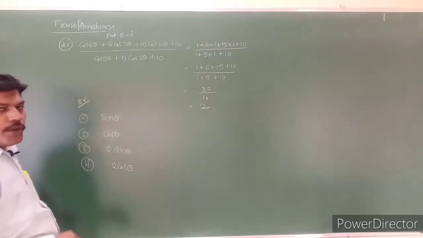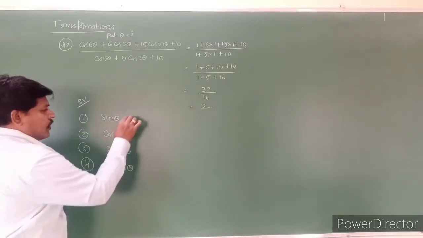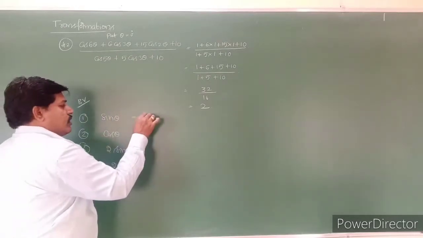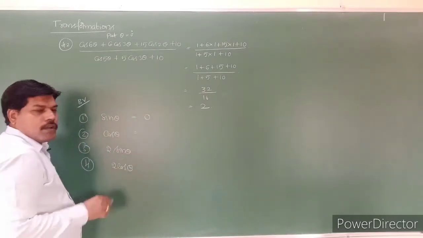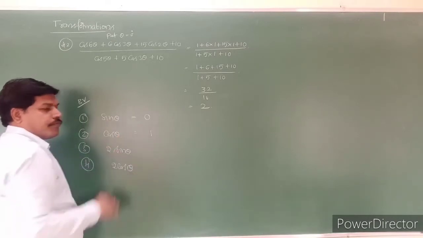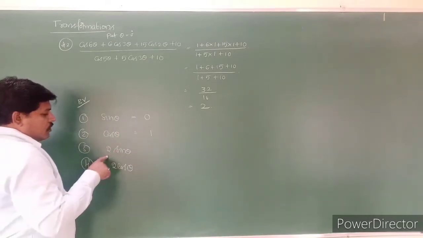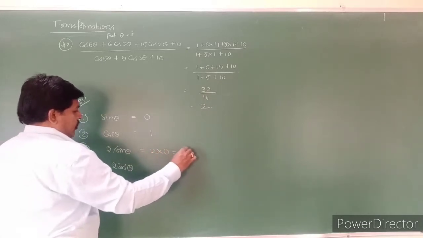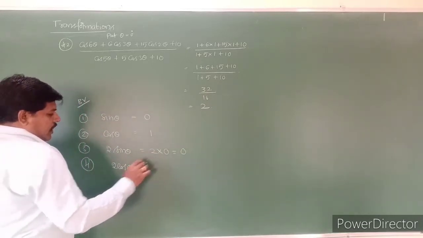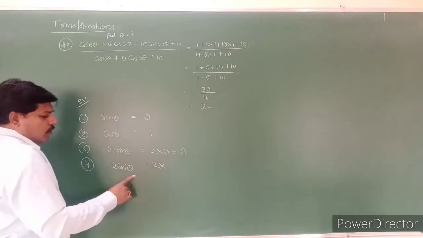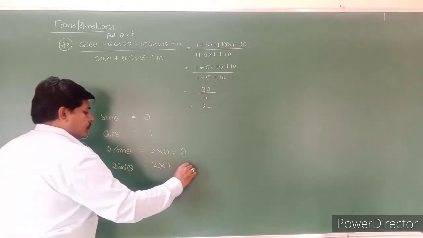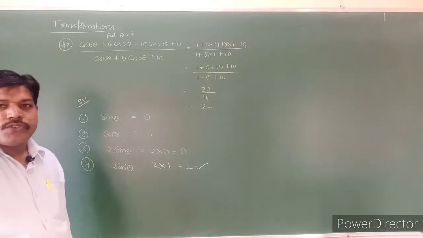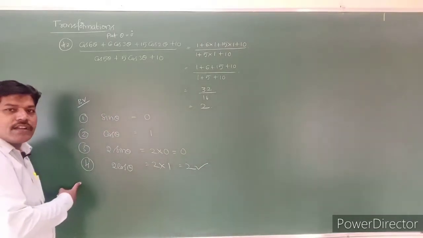By verification I am going to substitute the answers here. So the first one is sin theta. Sin 0 is 0. Cos 0 is 1. 2 sin theta is nothing but 2 into sin 0 which is 0, so it will become 0. Here 2 into cos 0 which is 1, so only one option gives you the 2. So what is the option? Option 4 is the answer.